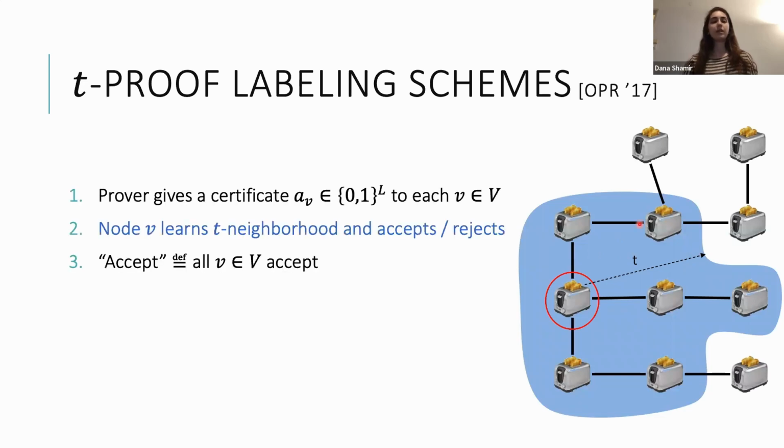So it is pretty much the same as the PLS, only now in the verification procedure, each node can make T rounds of communication. In each round, it sends messages to its direct neighbors and receives messages from its direct neighbors. And this way, it learns its entire T neighborhood, including their certificates, and decides whether to accept or to reject.